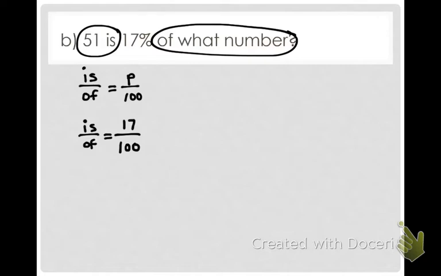So what am I going to write instead of is? 51. So let's erase this is over of, and that's going to be 51 over, do I know my of? No. It says of what number? So that's my mystery. So we're just going to put an X.